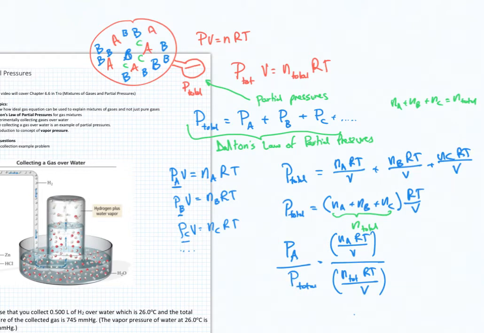That is equal to the A term, RT over V, and the total term, RT over V. And obviously, if you look at that equation, you notice RT over V is common to both of these. So I can pull those out of the equation. So I have something like this: nA divided by N total times RT over V is equal to this ratio.